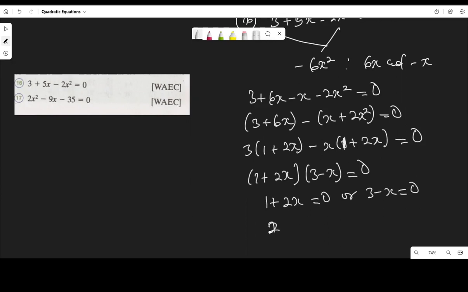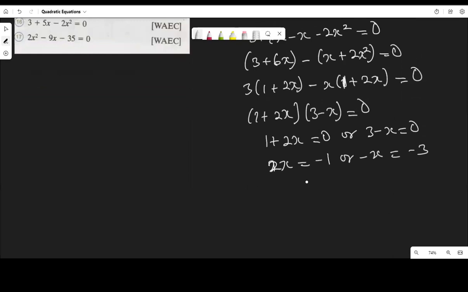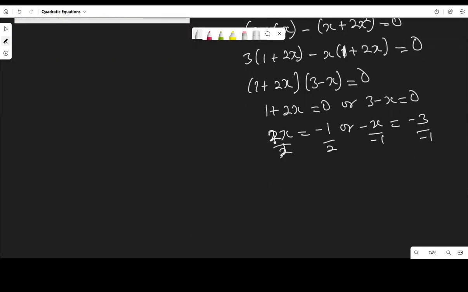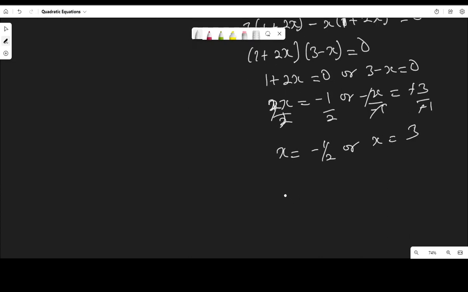That means 2s is equal to, moving this here, minus 1, or minus s is equal to minus 3. Dividing both sides by 2 here, and here we divide both sides by negative 1, so that these two will cancel. s is equal to minus 1 over 2, or s is equal to 3. Therefore, s is equal to minus half, or 3.